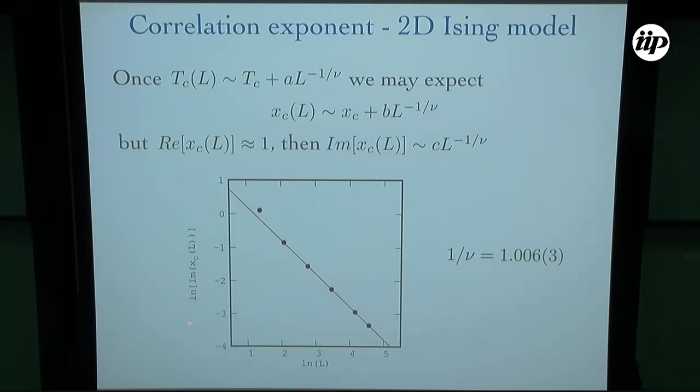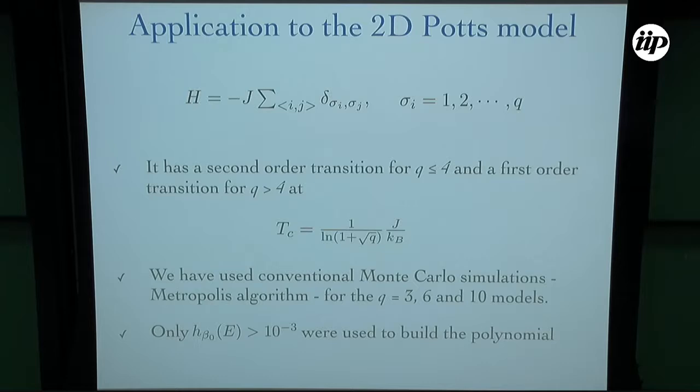So if you take the logarithm of the imaginary part of the dominant zero as a function of the logarithm of the lattice size, you see a nice power law. L equal to 4 is too small, so we didn't consider it in this fit, but we get 1 over nu equal to 1.006, which is very near the exact value 1. So using this approach, we get the critical temperature and a nice estimate for the exponent nu at the same time. Okay, now let's move on.